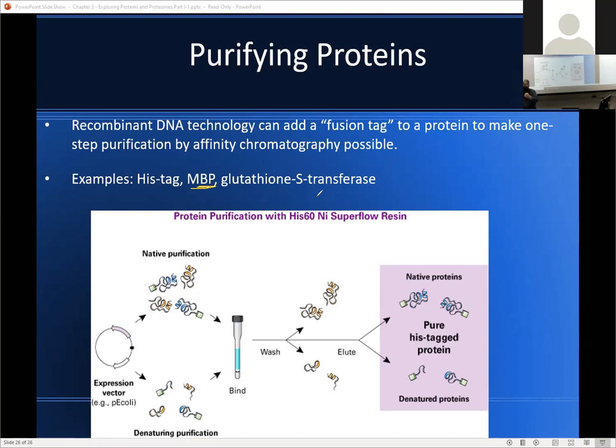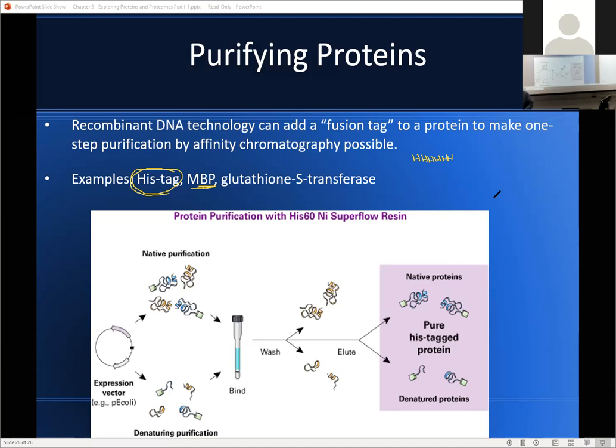By and large, the one that's used most nowadays is called a HIS tag. HIS tags are popular because they're very small. All a HIS tag is, is six histidine residues in a row. So it's just H, H, H, H, H, H. All we're adding, the fusion tag, is just six amino acids.